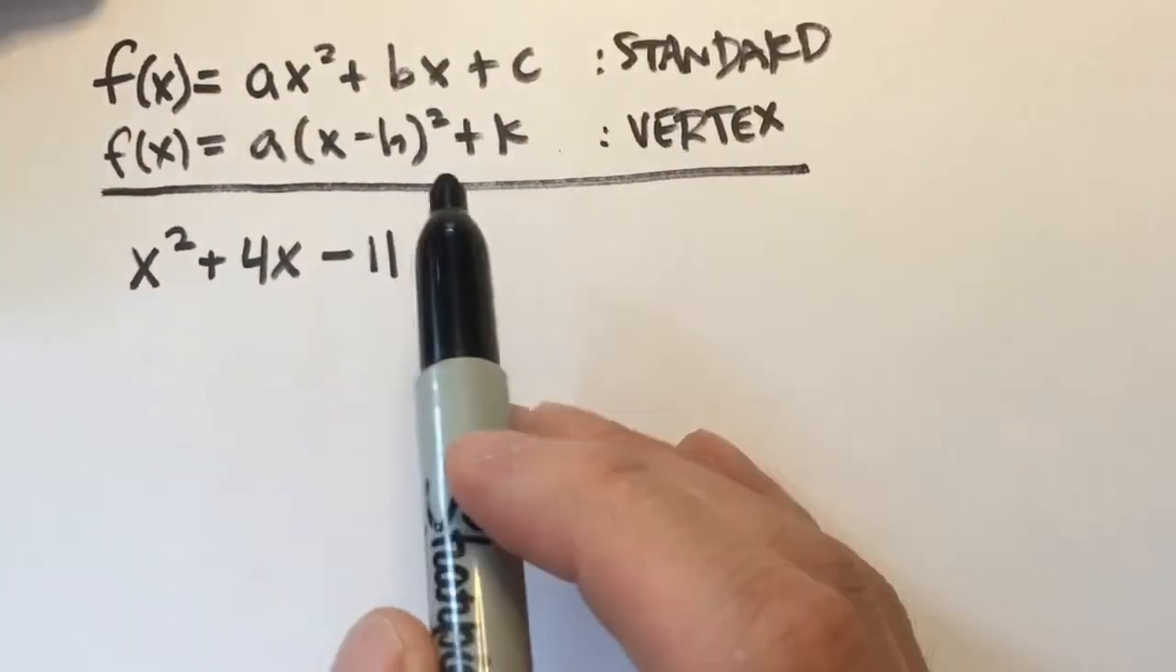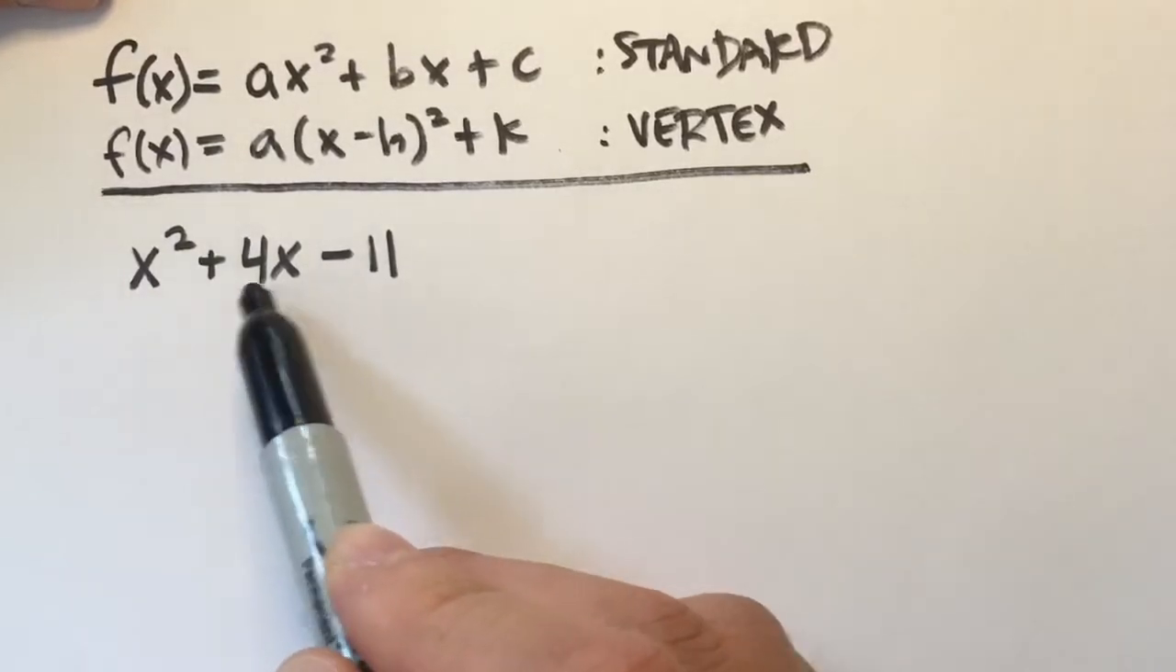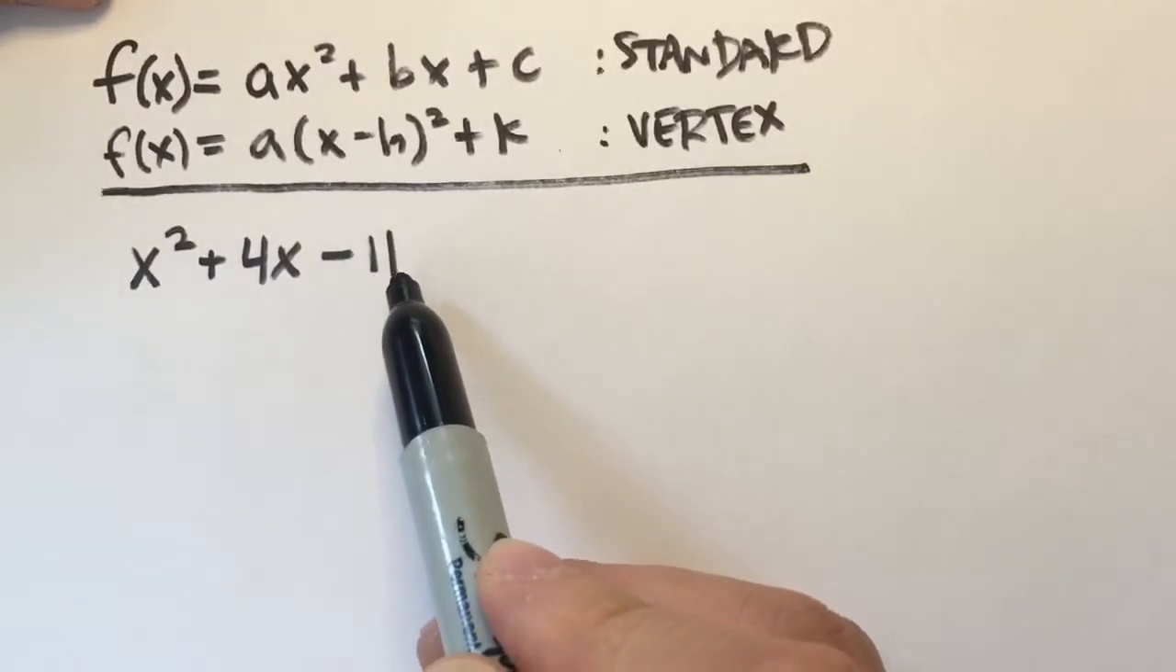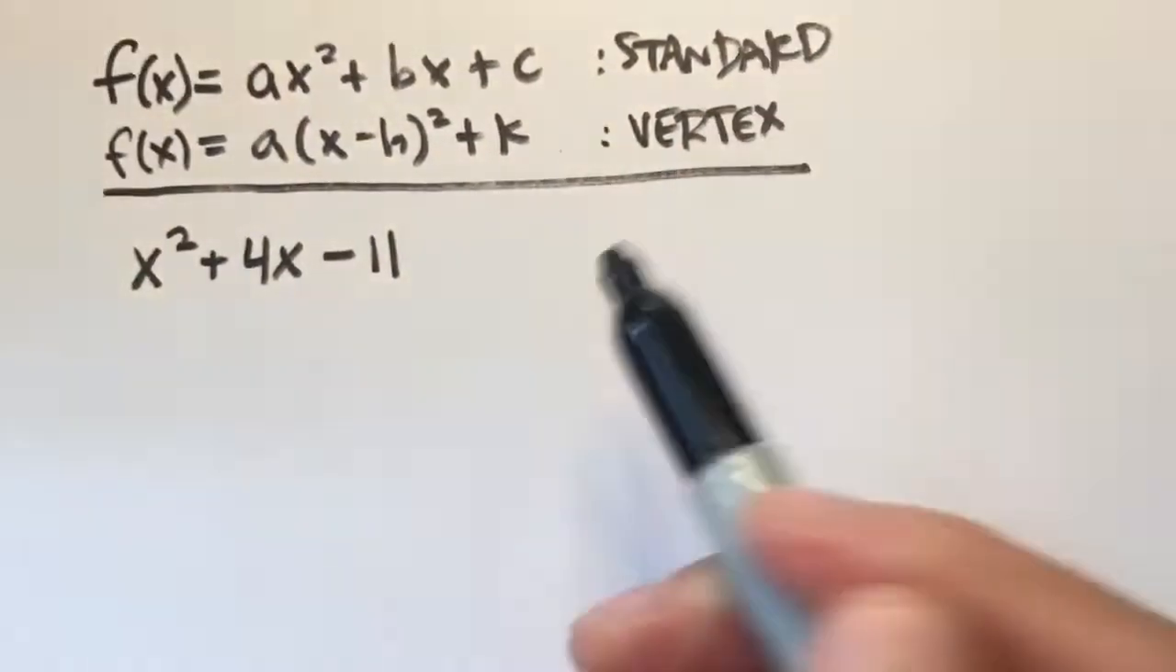But anyway, what if we were given a quadratic in the standard form such as this, x squared plus 4x minus 11, and if we wanted to convert this into the vertex form, how do we do it? Well, let's take a look.